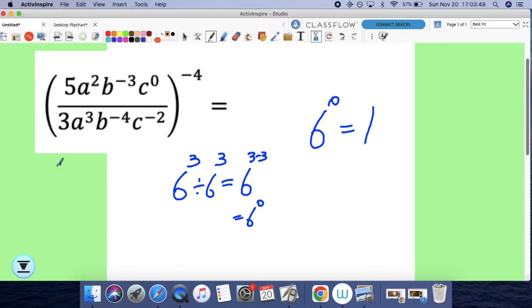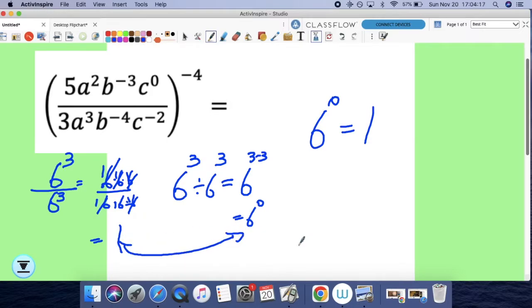Well, let's write it as a fraction. You get 6 times 6 times 6 on top, 6 times 6 times 6 on the bottom. Well, if you simplify this, that becomes 1 and 1. This becomes 1 and 1. This becomes 1 and 1. So 6 to the third divided by 6 to the third is just 1. Isn't that the same thing as this, 6 to the 0? And that's why 6 to the 0 is 1. Okay, so I hope that helps you understand where the 1 comes from.